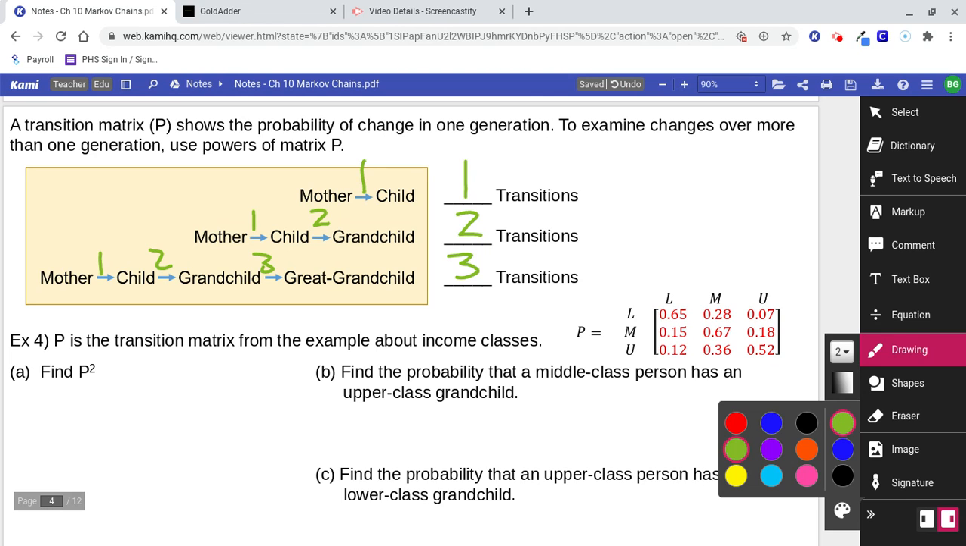So remember what we've done in an earlier example. Here was the transition matrix P right here. But I said the probability of going from upper class to lower class was 0.12. And sometimes I'll put a 1 right there to show that it's in one transition. That's what that transition matrix shows, okay? But now we're going to figure out probability from going from upper to lower in more than one transition, or more than one generation, okay? If your mother is upper class, what's the probability that the grandchild is upper class? That kind of thing.